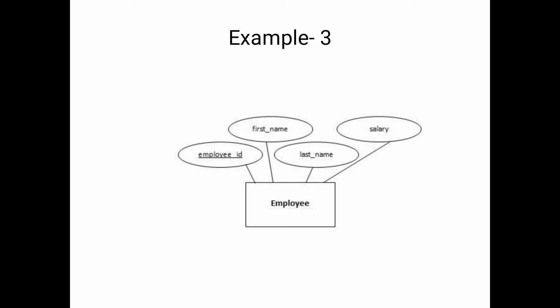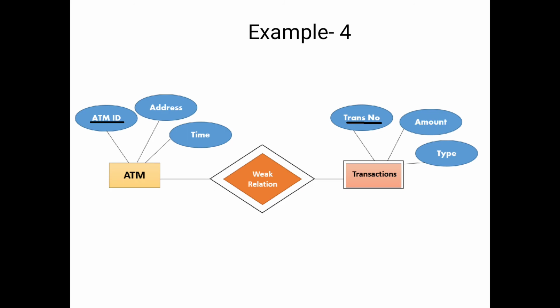Suppose we consider the example salary 20,000, definitely more than one person will have a 20,000 salary. But the employee ID, okay, each employee maintains a separate employee ID. That's why in this particular example, I will consider the key attribute as employee ID. My dear students, please observe the difference between normal attribute and key attribute. Now we will consider example 4.